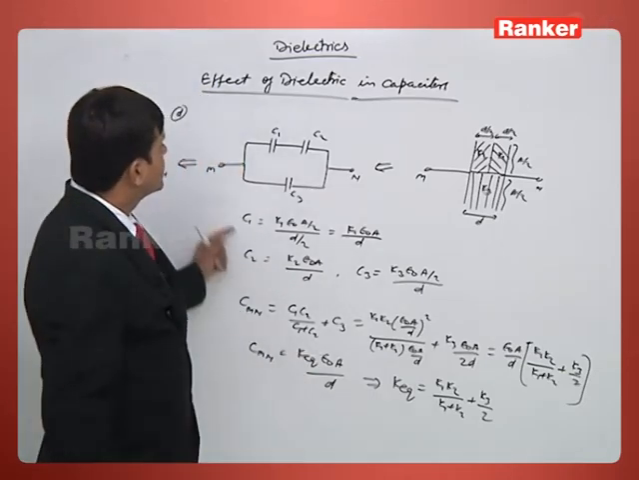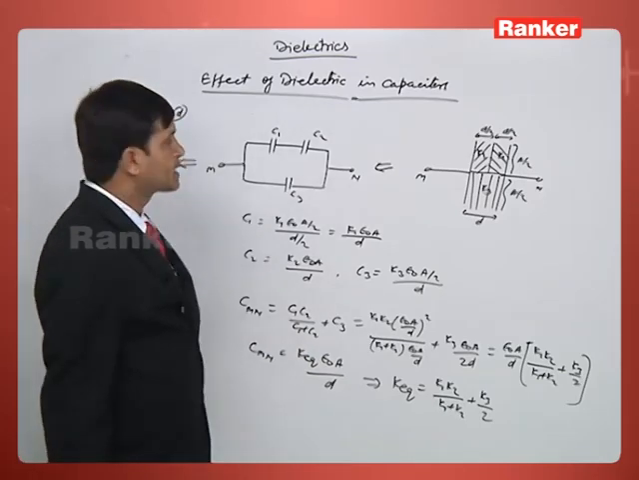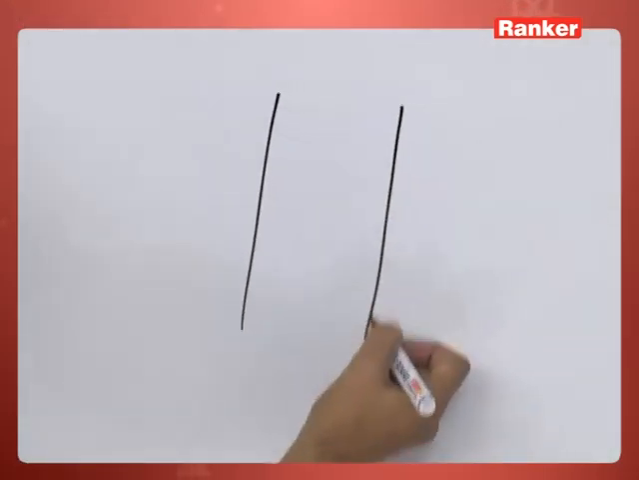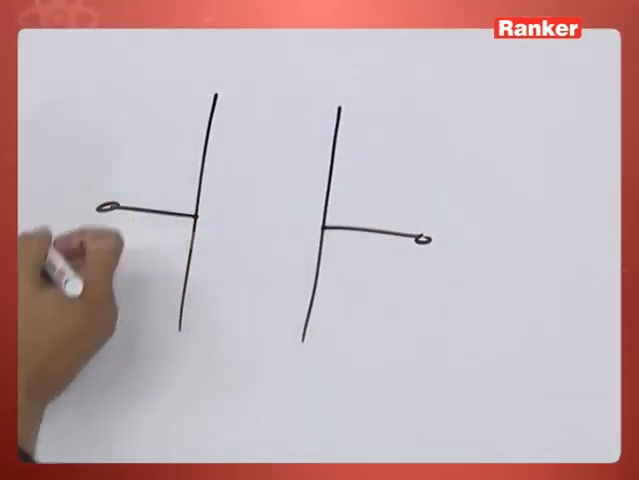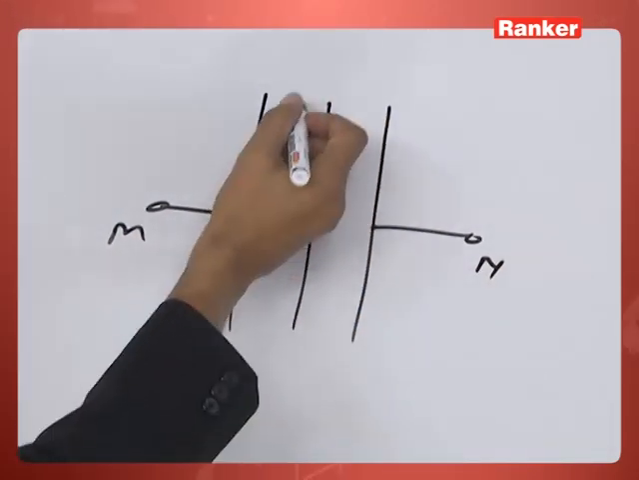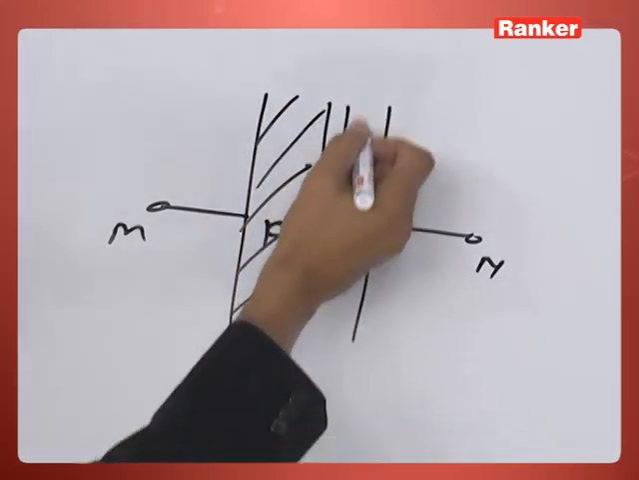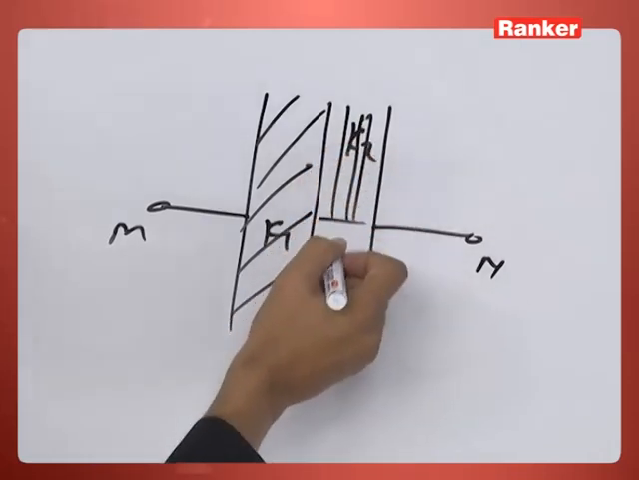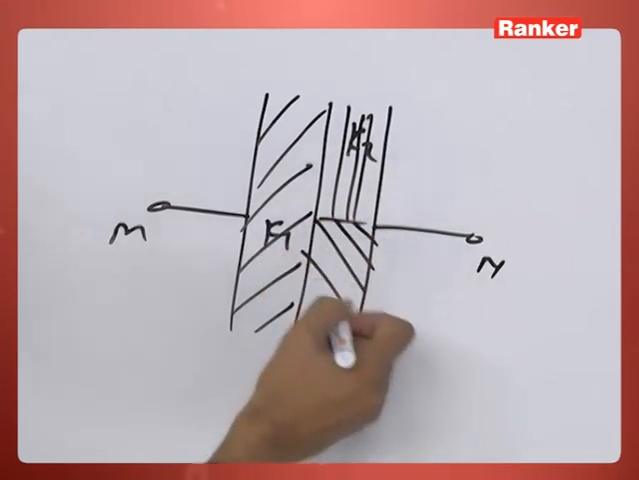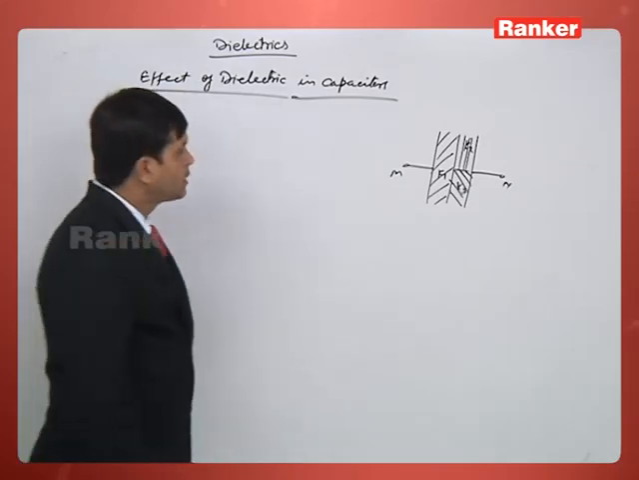Now see another different combination of these dielectric slabs. Now, if the dielectric slabs fill the space like this, let M and N be the endpoints. This is your K1, but here you are not having K2, and this is your K3 in this manner.